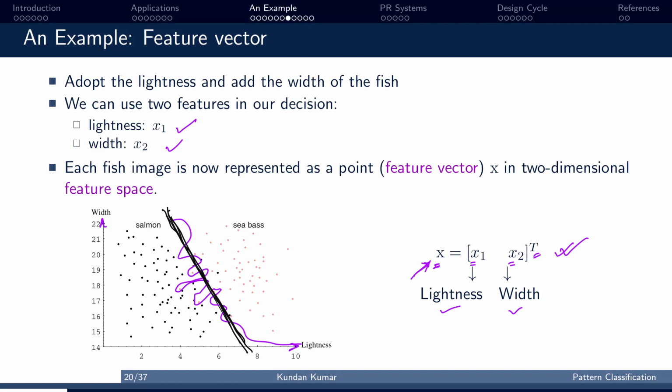So here these dots basically represent a fish having a lightness value and a width value. So the two-dimensional feature vector is a point in two-dimensional feature space. Okay.